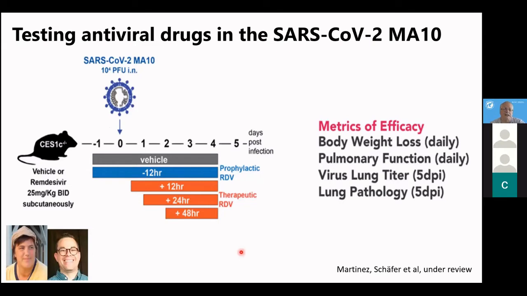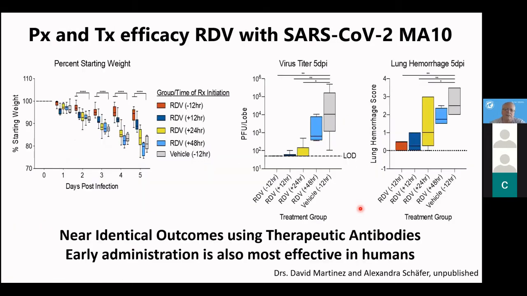In this case, it's against remdesivir, giving BID subcutaneously under both prophylactic and therapeutic conditions, and measuring body weight, pulmonary function, lung virus titer, and pathology. This was done by David and Alex. Under prophylactic conditions, shown here in the orange bar, you can see that remdesivir is completely protective in the SARS coronavirus 2 model.